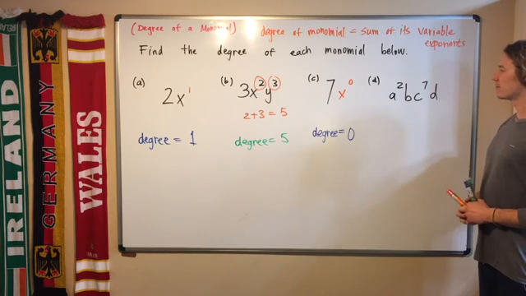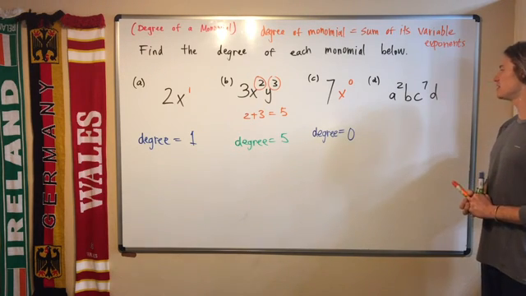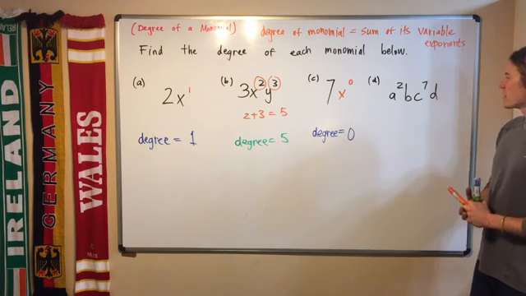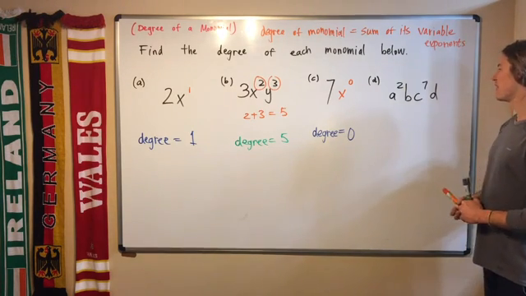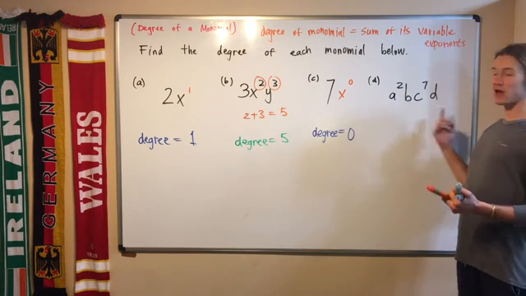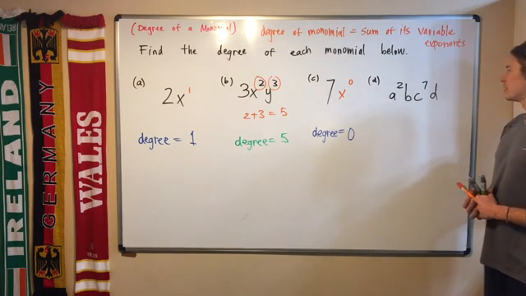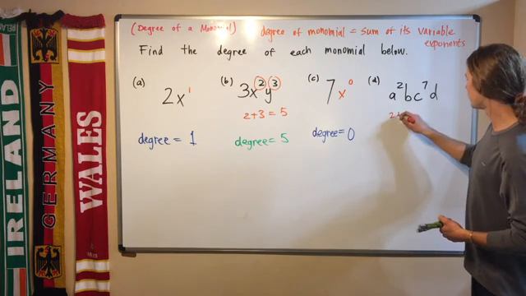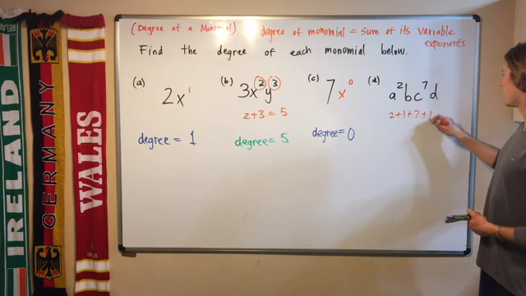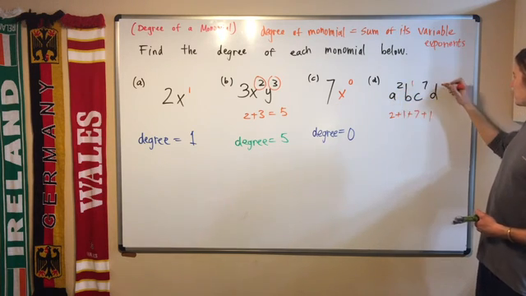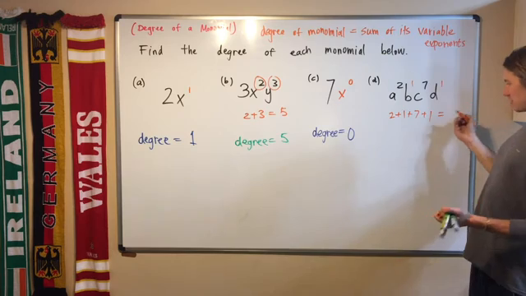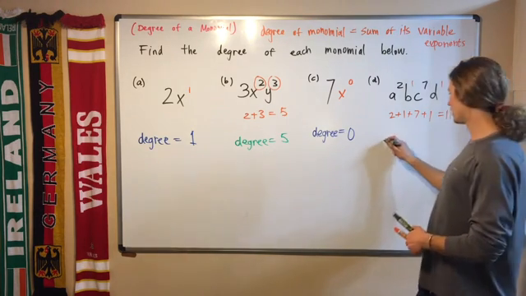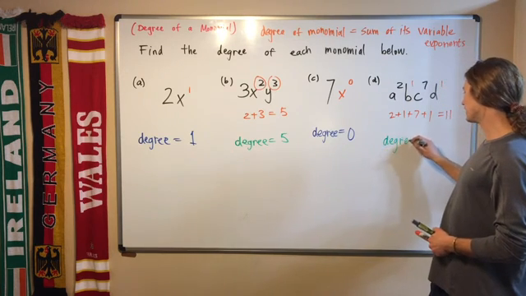Okay, let's look at part D. We have a squared b c to the 7th power d. So this is again a monomial made up of only variable parts this time. Or you can think of this as the number 1 multiplied with these variables. In any case, we can find its degree. So notice that by adding 2 plus 1 plus 7 plus 1, which equals 11, we know that the degree of this monomial is 11.